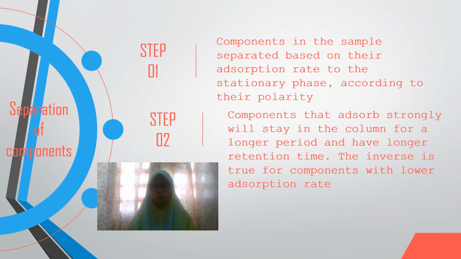Next, for separation of components, the components in the sample will be separated based on their adsorption rate to the stationary phase according to their polarity. Components that adsorb strongly will stay in the column for a longer period and have a longer retention time. The inverse is true for components with a lower adsorption rate.